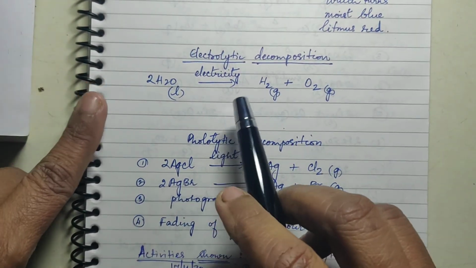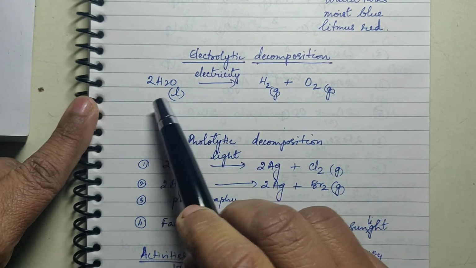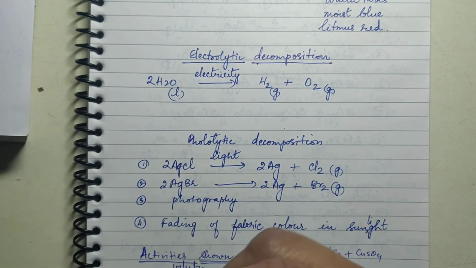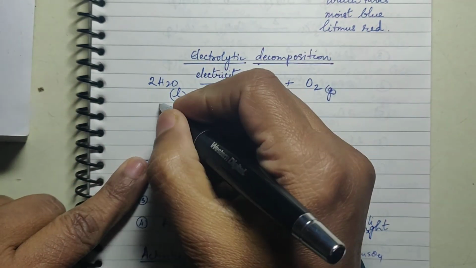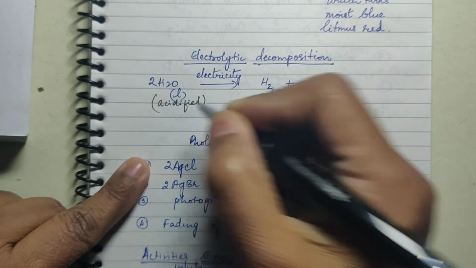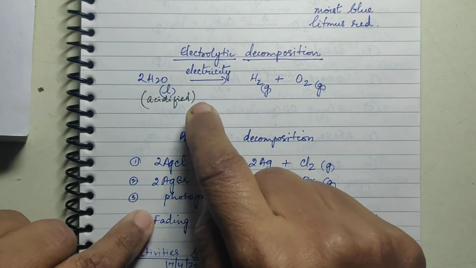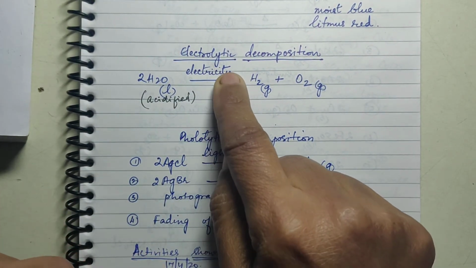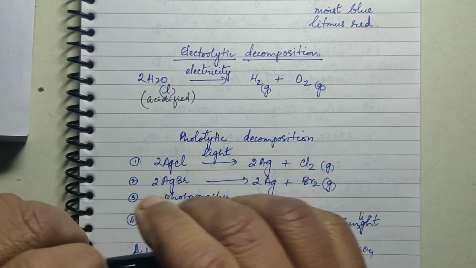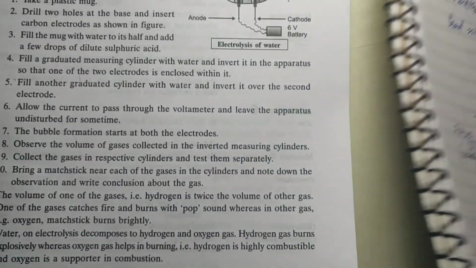Then what is electrolytic decomposition? That is, you pass electricity through water which is acidified with dilute sulfuric acid. This is acidified. How do we acidify it? We add a few drops of sulfuric acid into it, and thus it is acidified. Now when electricity is passed through the solution, hydrogen and oxygen are formed. Now let us describe this reaction.